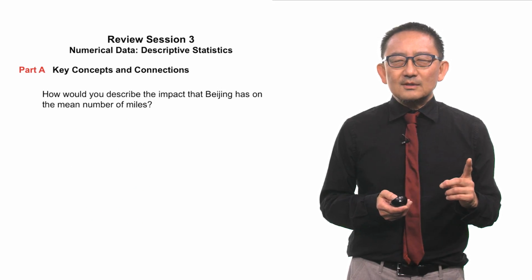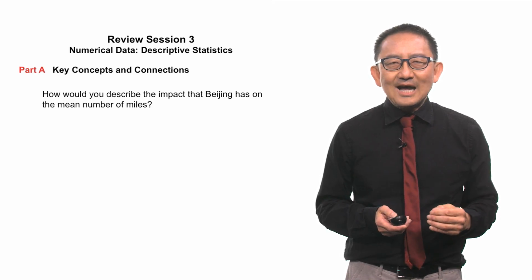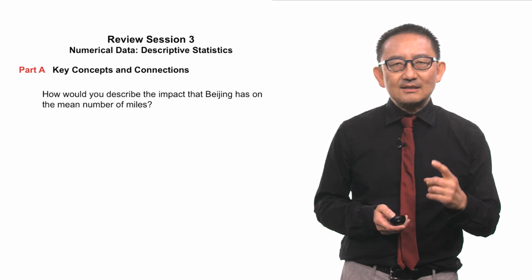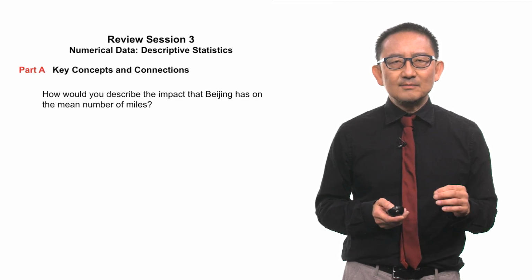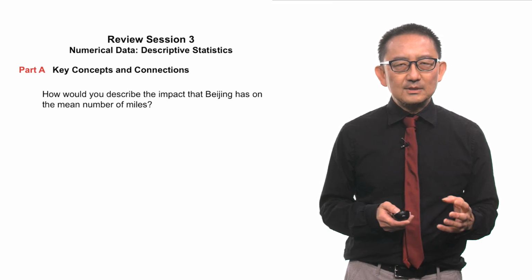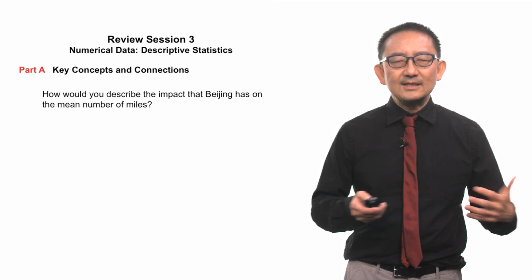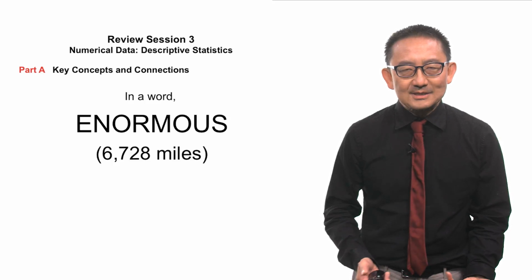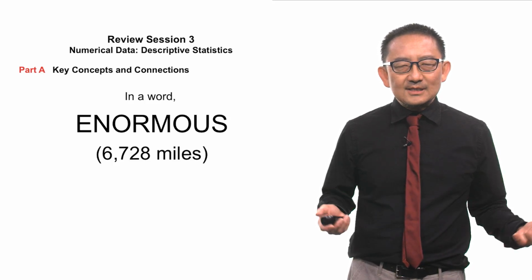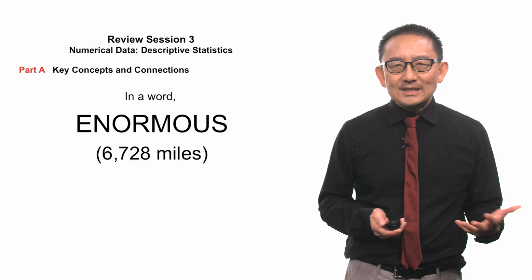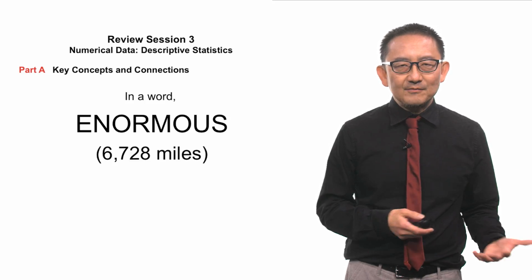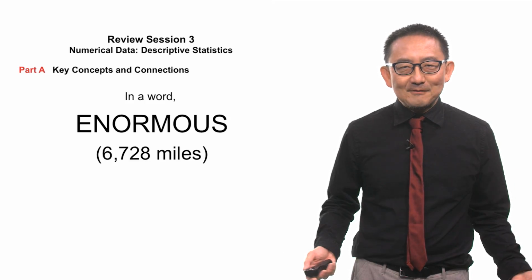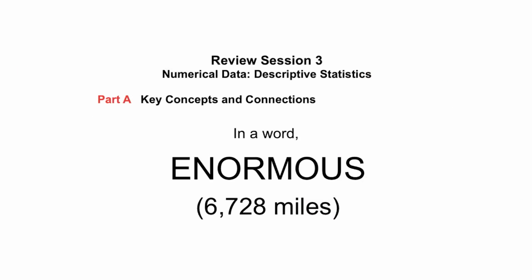Now, think about the list that we were just looking at. How would you describe the impact that Beijing has on the mean number of miles? Think about what that would do if we're taking the average. It would be an enormous impact. Beijing is 6,728 miles from Harvard. That is very, very far, and far and away exceeds the distances of any of the other cities that were reported.